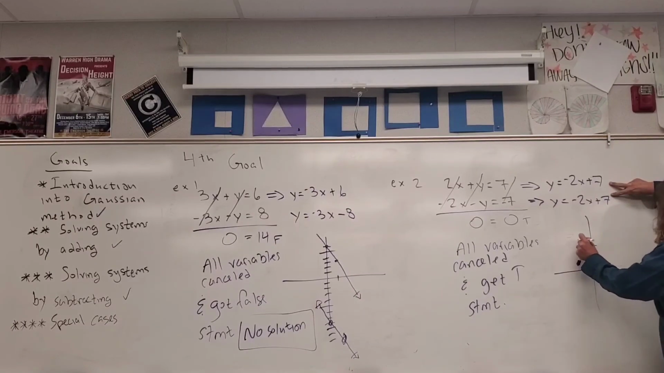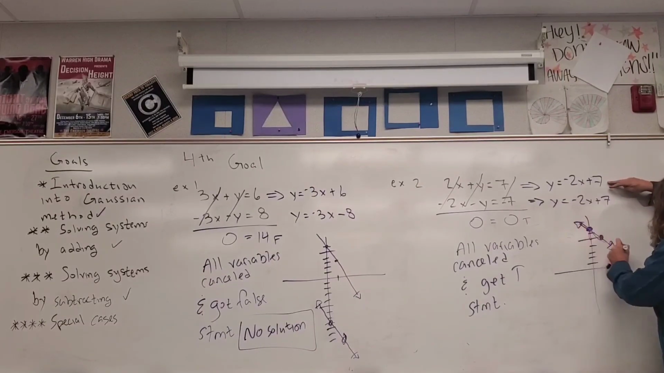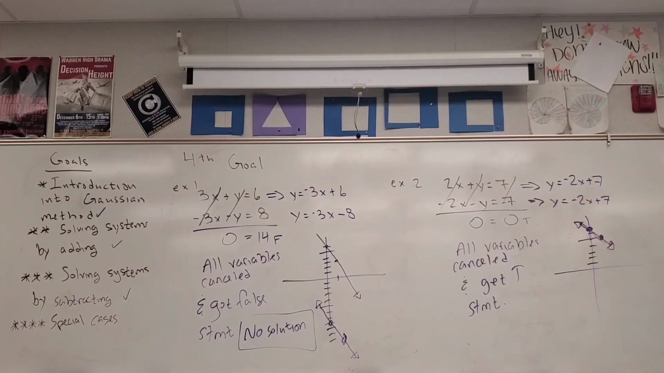And I hope that I'm on the screen here. So at 7, I go down 2 over 1. I do that twice. So these lines, it's the same line. And what this means is when all variables cancel and I get a true statement, that means that there's an infinite number of solutions.